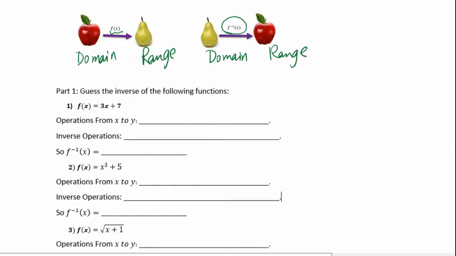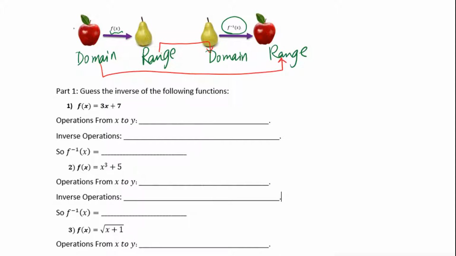Domain of f of x will be the range of inverse f of x. Range of f of x will be the domain of inverse of f of x. We could say inverse function is an undo process. We will use this undo process to figure out inverse function in this video.